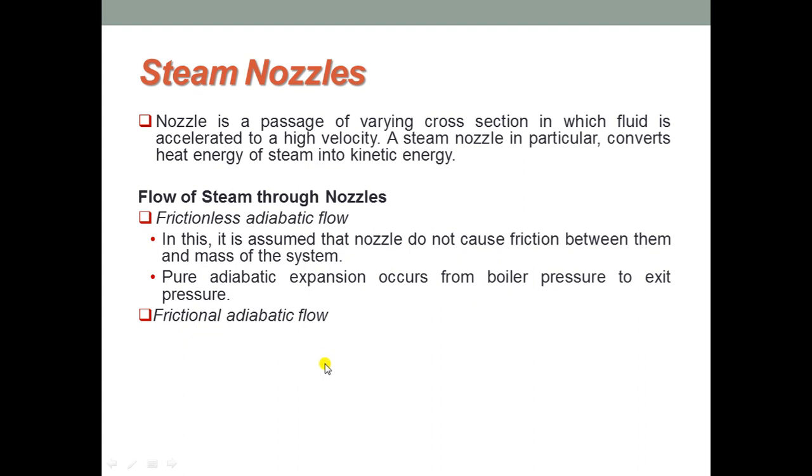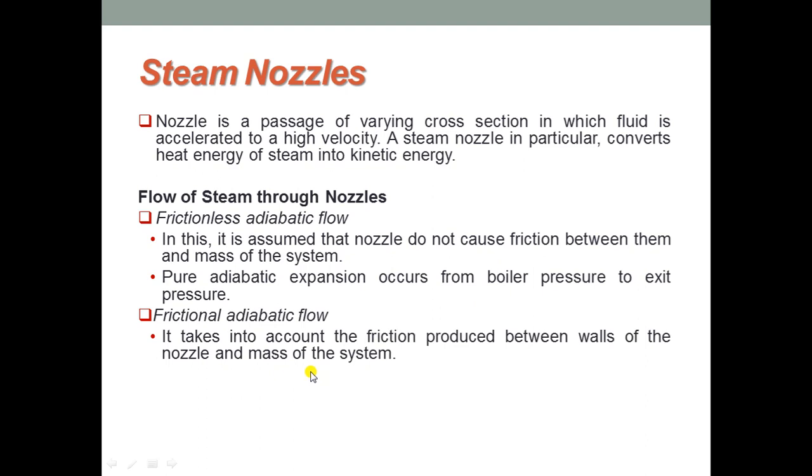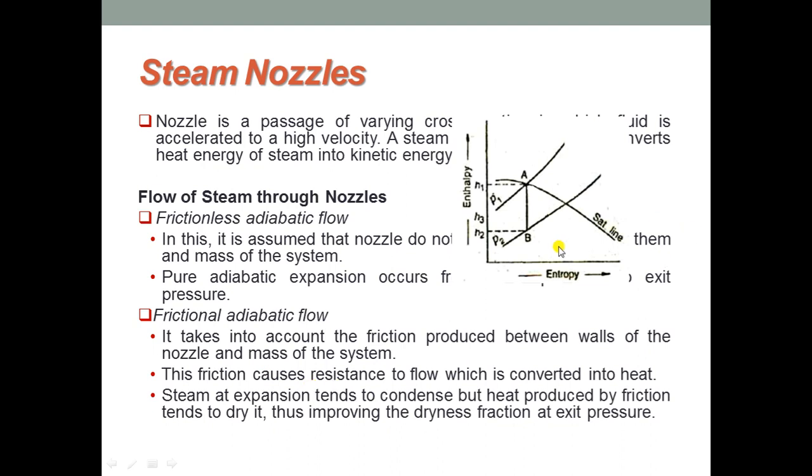There is another flow of steam which takes place through the nozzle. It takes into account the friction produced between the wall of the nozzle and the mass of the system. You can observe in the diagram that, as the process is frictional adiabatic flow, the friction causes resistance to flow which is converted into heat. Steam at expansion tends to condense, but heat produced by the friction tends to dry it, thus improving the dryness fraction at exit pressure, and it is represented by the line A and B.